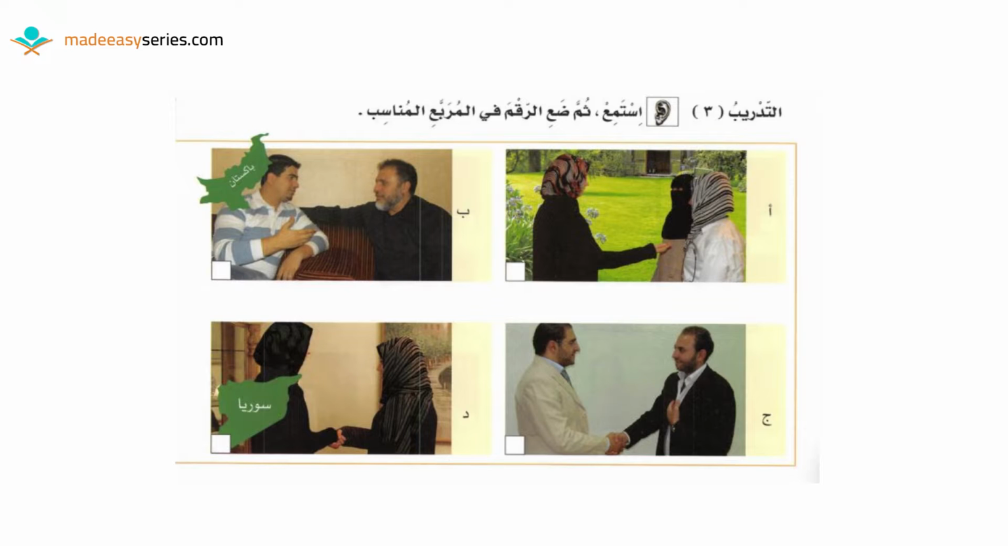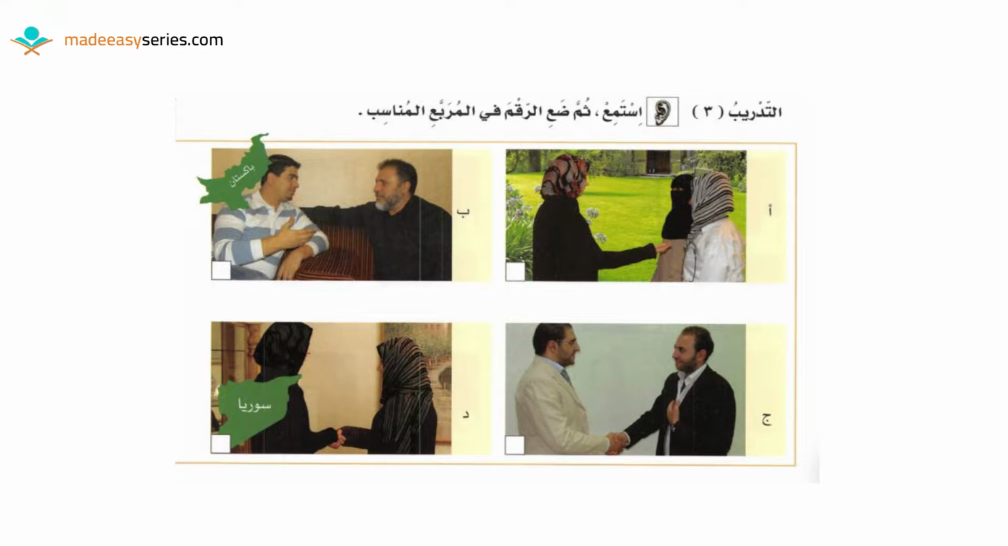We have on top of the page, it says التدريب الثالث, the third exercise. It says استمع, which means listen, ثم then ضع الرقم, then put the number في المربع المناسب, in the appropriate box. So in front of us, there are 4 pictures which represent 4 different conversations. We're going to listen to the audio. What we need to do is to tick the box of the picture that matches the conversation.